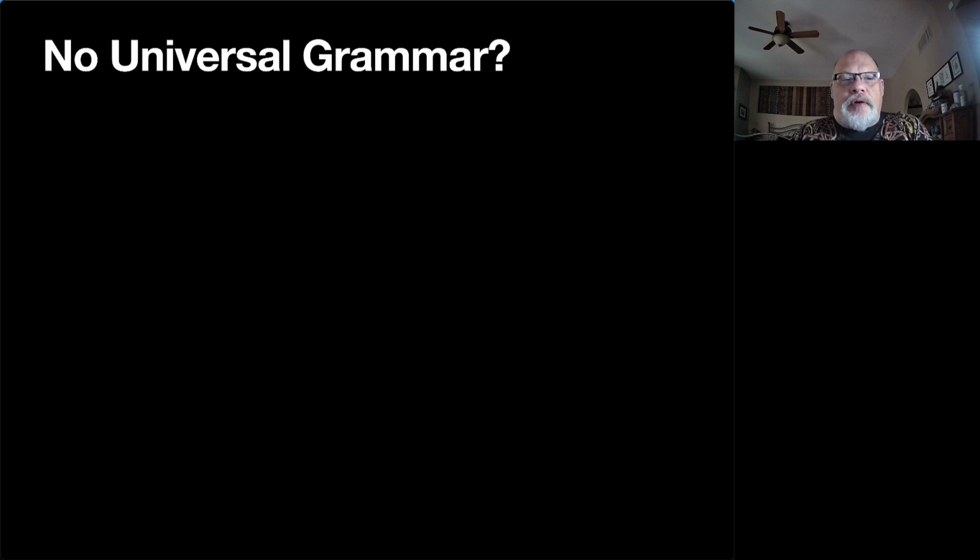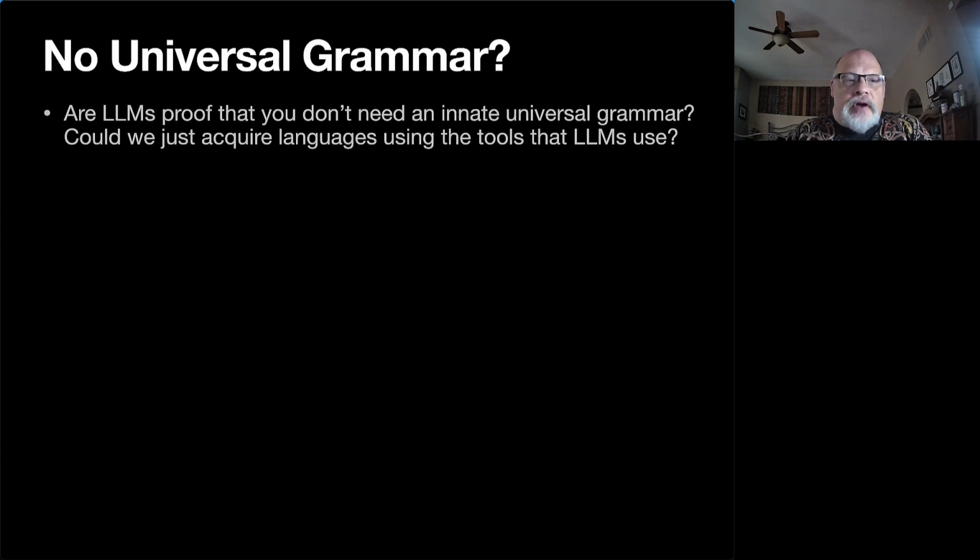Before I start on this, I will acknowledge my own biases here. I am a generative grammarian, so I'm going to take a particular take on this. If you find a linguist who is particularly interested in statistical modeling, they will give you a very different answer. However, I think the issues I'm going to raise here are valid and merit debate and intellectual questions. So, first of all, are LLMs proof that you don't need a universal innate grammar? Could humans acquire language using the tools that LLMs use?